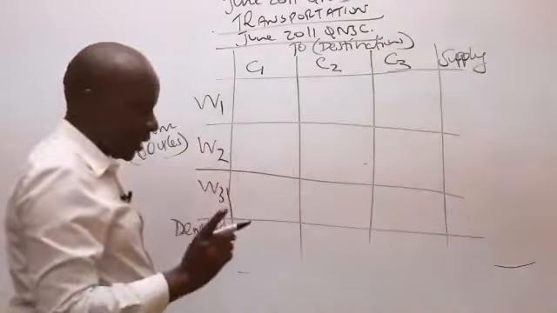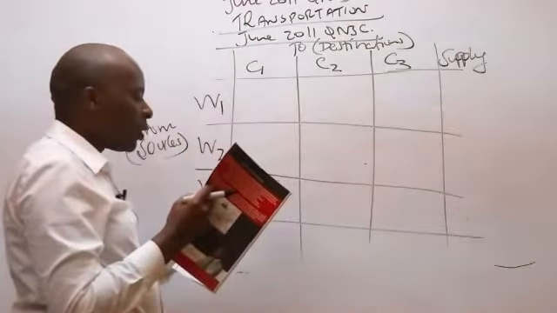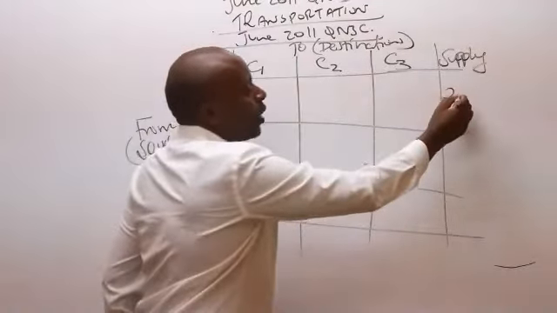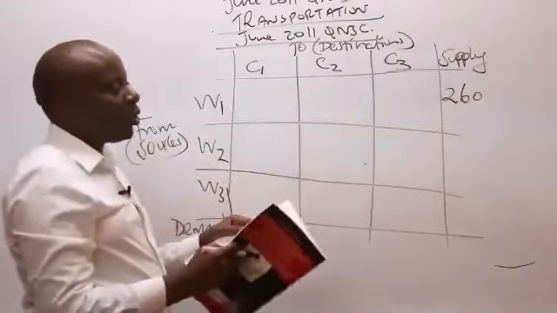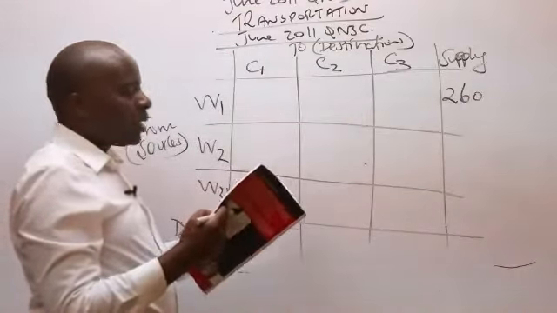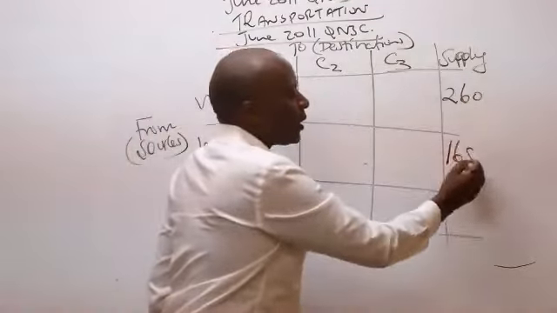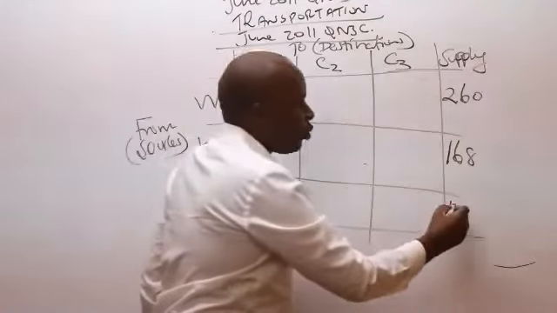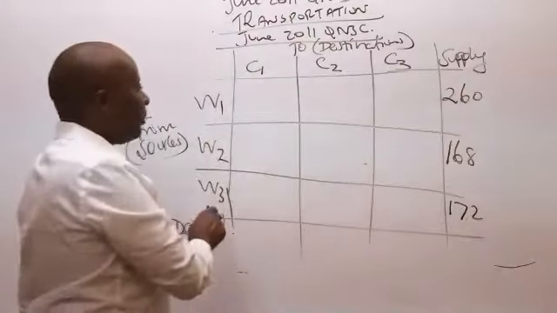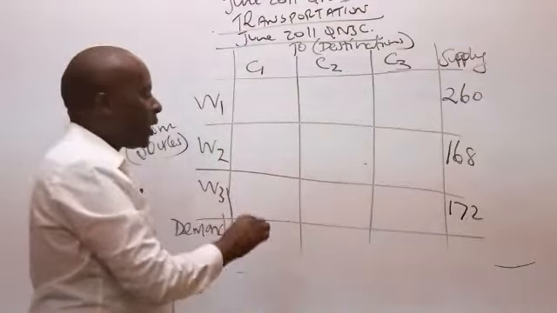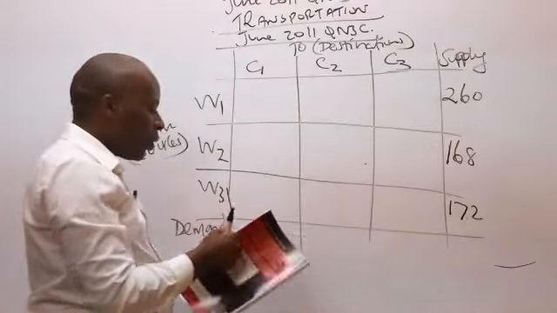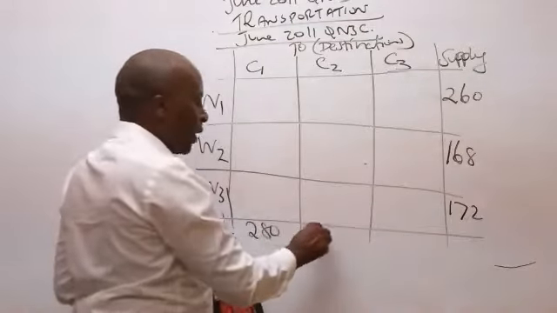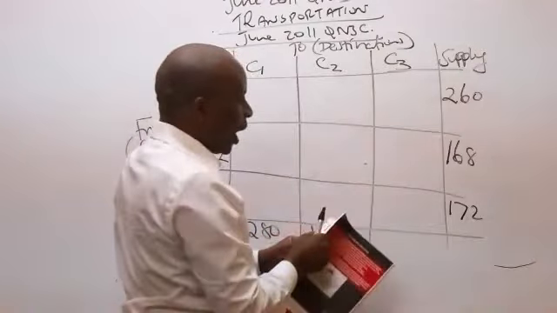Now listen. From this question, we can see that the supply from warehouse 1 represents 260 bags. Warehouse 2 will give us 168. How about warehouse 3? Warehouse 3 gives us 172 bags. How about the demands from our customers? Customer 1 needs 280, customer 2 needs 120, customer 3 needs 200 bags.